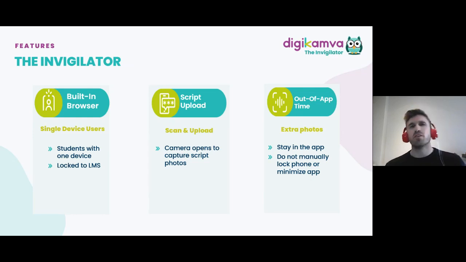There's also a built-in browser in the application. What that means is students that want to use their phone to write an examination can do so through the Invigilator application. Once you have logged in to the Invigilator application and you have started your examination or your assessment, you will see a button at the top right-hand corner of your app that says Access LMS. You'll be able to access the LMS.